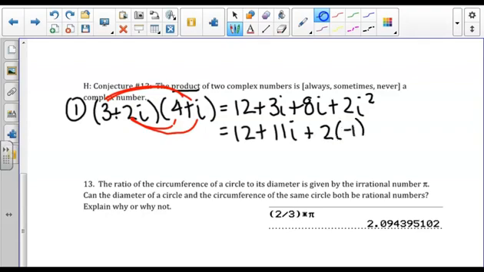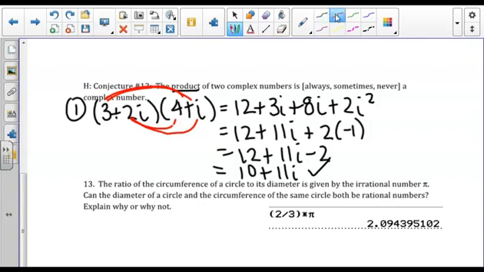Recall that i squared is equivalent to negative 1. So we can replace that with negative 1, and we will get 12 plus 11i minus 2. 12 minus 2 is 10. So we can simplify this into 10 plus 11i, which is a complex number. If we do more examples where we multiply, we will see that this is always true.